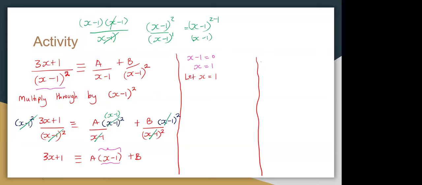Now, the moment x is equal to 1, let us substitute. So we shall say 3 times 1 plus 1 equaling a into 1 minus 1 plus b. So 3 times 1 is 3 plus 1 equaling a times 0 plus b. So this will give us 4 equaling b, because a times 0 is 0. Now, after obtaining your b, you can go on and say, let me obtain my a. You go back to the same equation. You say 3x plus 1 is equivalent to a into x minus 1 plus b.